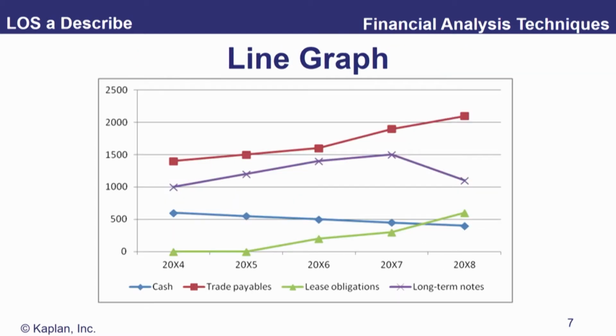Okay, here's our line graph. All we're doing then is actually drawing lines between the points. So now actually you can see, hey, look at those lease obligations. They were 0 in X4 and X5. We can then start to see the increase over time from X6 to X7. So you can see trends very nicely. Let's look at those long-term notes that we were looking at. And there you go, you can see them here easily increasing between X4 and X7, and then suddenly a decrease in X8. Okay, so that's a line graph.